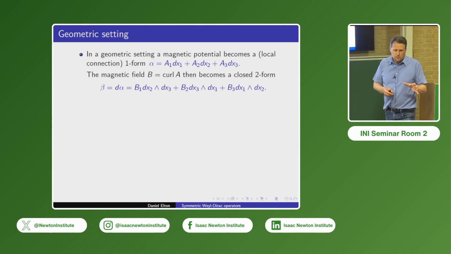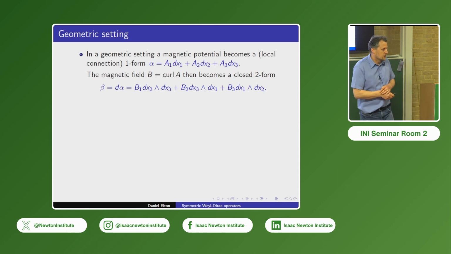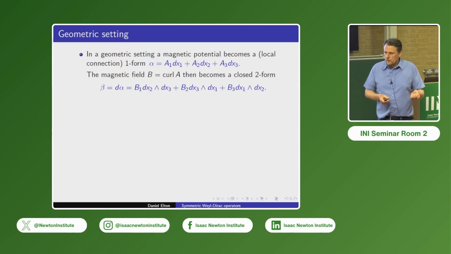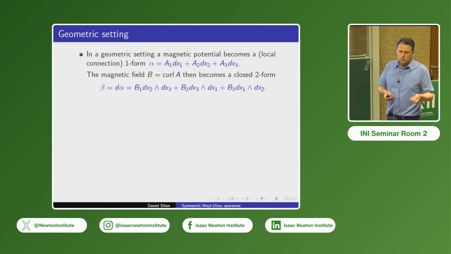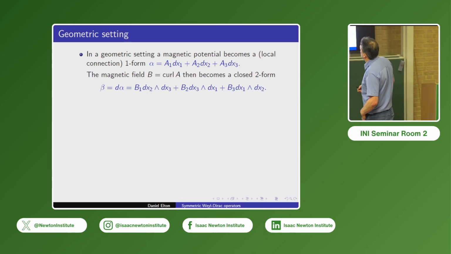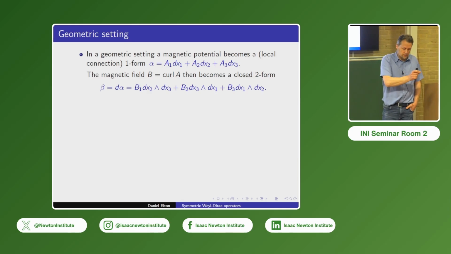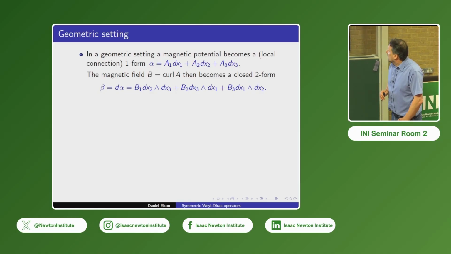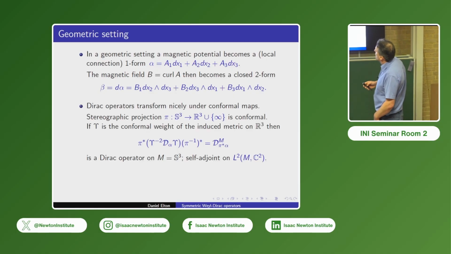Rather than magnetic potentials as vector fields, we need to think of them as one forms. It's easy enough to move from a vector field to a one form. You just put the coefficients in front of the basic coordinate one forms. And then the magnetic field is the exterior derivative of this one form. So it becomes a two form, in particular, an exact two form. If you want to think about it as curl, then you just take those components of the vector field and stick them in place in front of the appropriate basic two forms. Okay, well that's an easy enough switch.